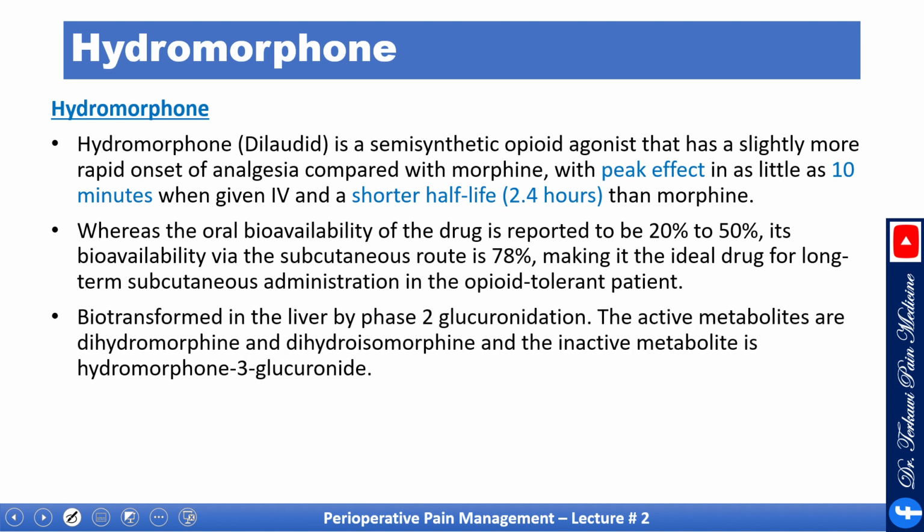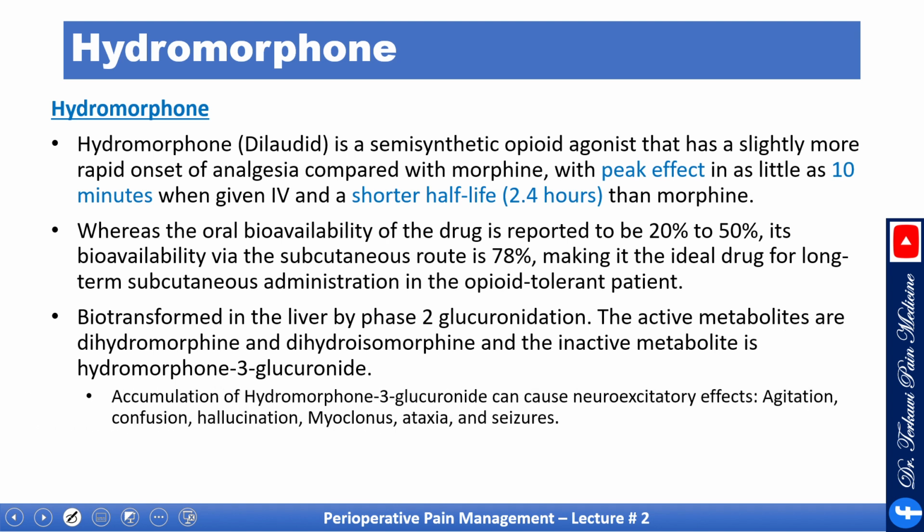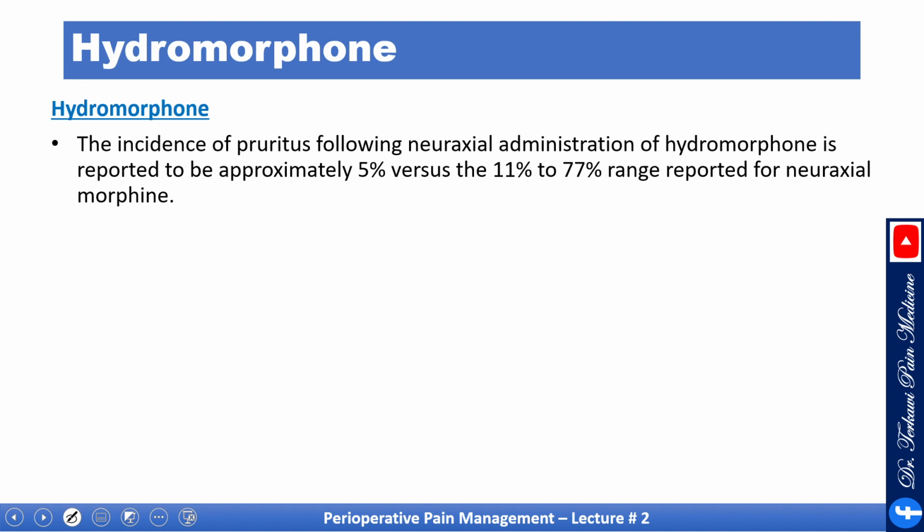Biotransformed in the liver, again, by phase 2 glucuronidation. The active metabolites are dihydromorphone and dihydroisomorphone, and the inactive metabolite is hydromorphone-3-glucuronide, which can accumulate and cause neuroexcitatory effects like agitation, confusion, hallucination, myoclonus, ataxia, and seizure. The incidence of pruritus following neuroaxial administration of hydromorphone is reported to be approximately 5%, versus 11 to 77% reported with morphine.